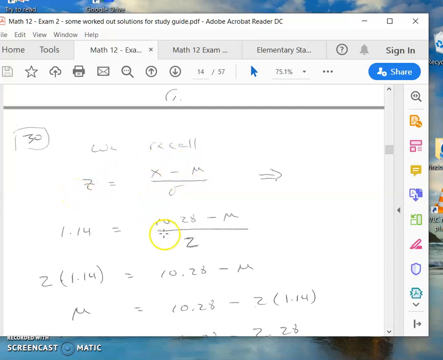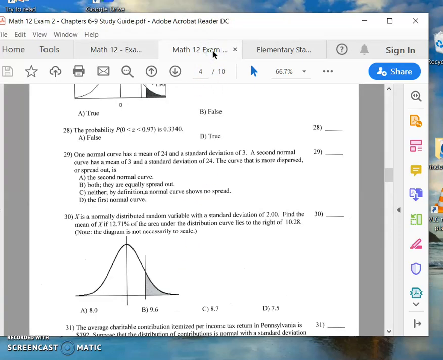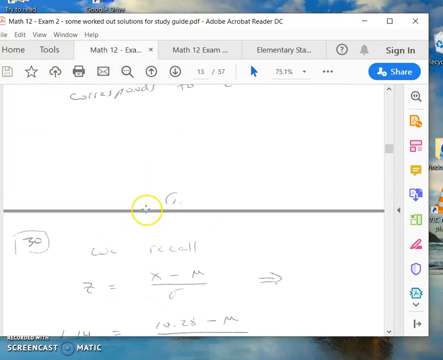Okay, so now we have everything we need, I claim, because we know what z is, it's 1.14. We know what x is, they gave that to us in the problem, 10.28. And we know what the sigma is, that's 2. Now all of that comes from the problem. The problem right here says that the standard deviation is 2. It says that the x that we're concerned about is 10.28. Okay, that's the one we're looking for. So everything that we needed was given to us in the problem.